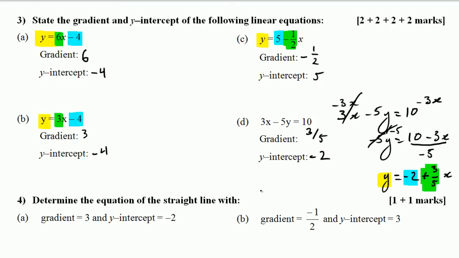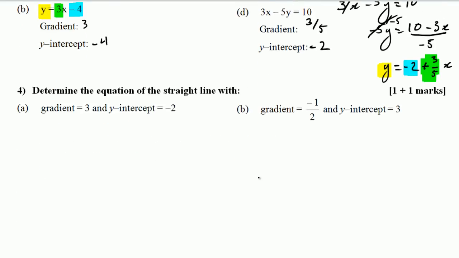Now, I'll do question 4 as well right now. So this time we're going the other way. So all we have to do is write down the equation of the line with the gradient equals 3 and the y-intercept equals negative 2. Well, we said that all lines should look like y equals, so we write that down. And the gradient is the number in front of x. So we just write the gradient, so it's 3 to match the 3, and then we write an x, because that's what they look like, right? If the gradient was 3, we had 3x. The y-intercept is negative 2. So we just write that at the end, and we're done.